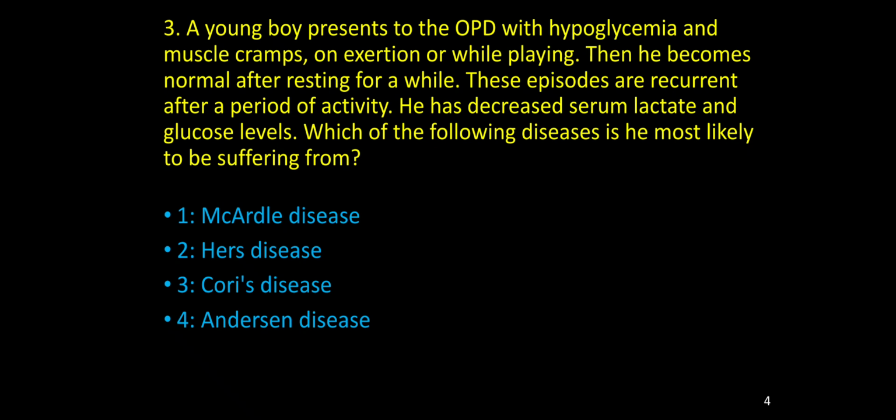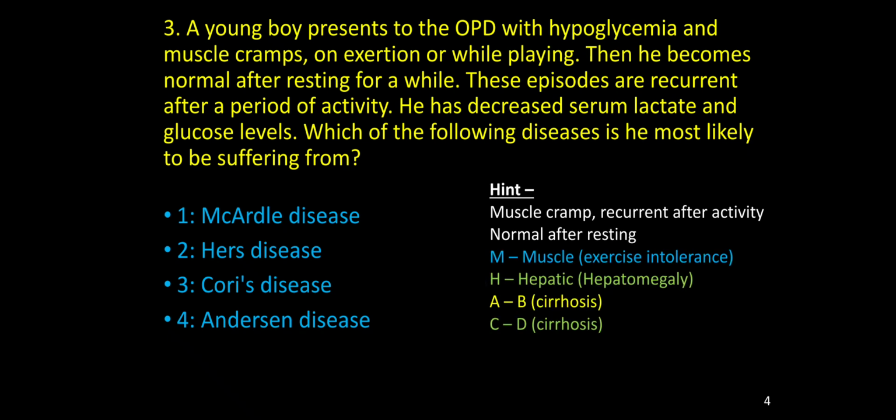Now here all the options are related with glycogen storage disease. You have to remember the name of each and every glycogen storage disease and which enzyme deficiency is related to the disorder. Now from the hint, basically the hint is muscle cramp, recurrent after activity and normal after resting.